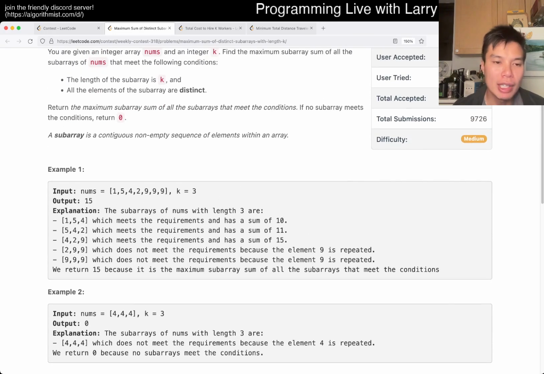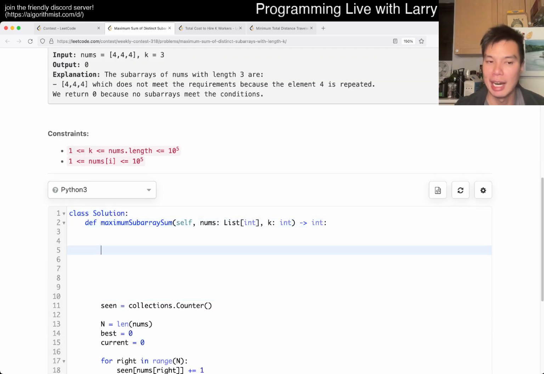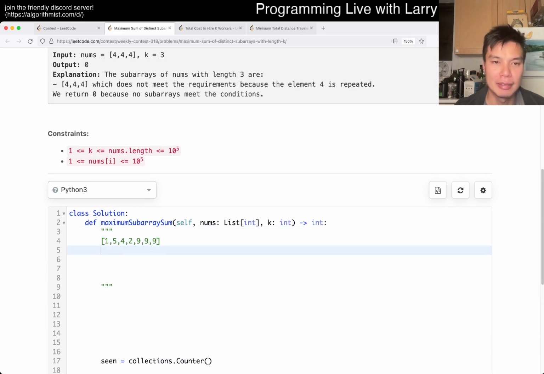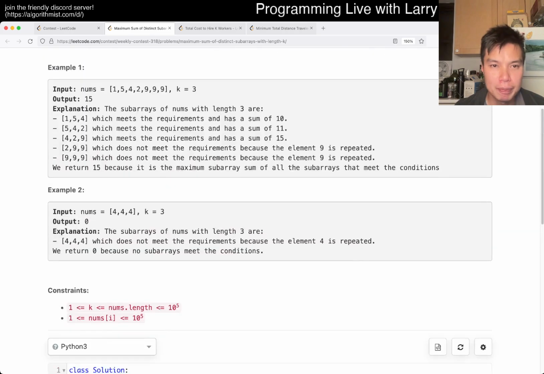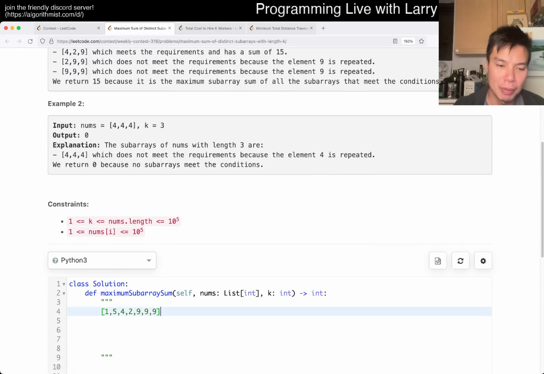Let me know what you think about this problem. So this one, at the risk of being a little bit lazy and not really going over it too much, it's going to be sliding window. And you could kind of see the logic is that given here, there are two things you have to keep track of, right? A length of a subarray k, and all elements are distinct. And there are a couple of ways you can do it. I'll show you my way in a second.